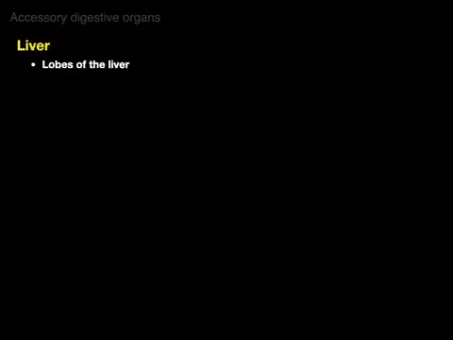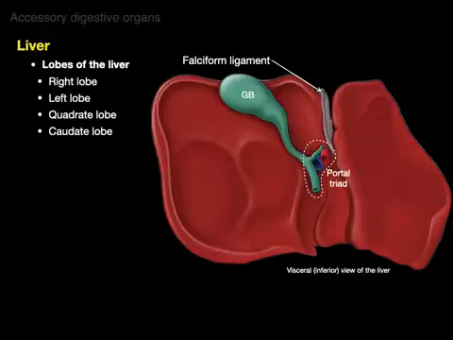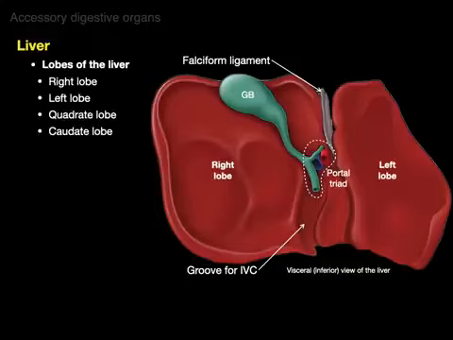The liver has the following lobes: right, left, quadrate, and caudate. Here's a visceral inferior view of the liver. There's the falciform ligament and the gallbladder, and there's the portal triad, more on that later, and that's the groove for the inferior vena cava. To the right of the gallbladder is the right lobe. To the left of the falciform ligament is the left lobe. Between the gallbladder and falciform ligament is the quadrate lobe, and between the inferior vena cava and the left lobe is the caudate lobe. They're the four anatomic lobes of the liver.